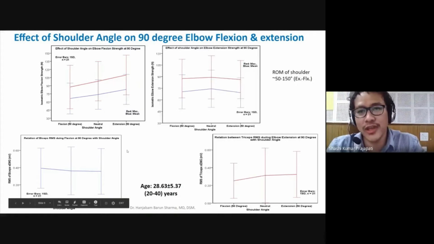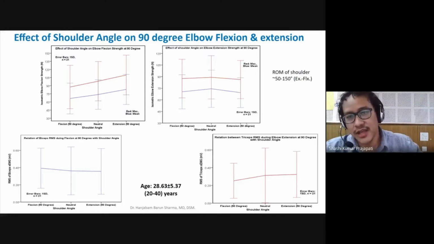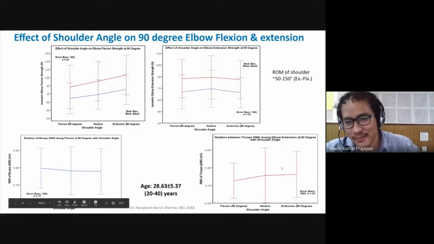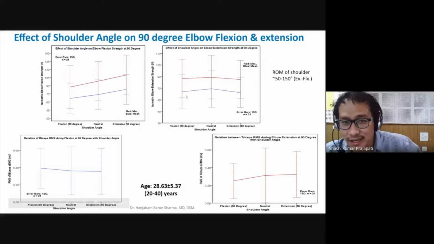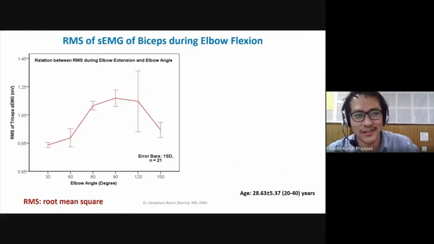In the same way, we have also done the isometric elbow extension strength at different shoulder angles, that is flexion, neutral, and extension. And here you can see that approximately around 90 degree, there is a little bit of increase, but there is not much difference. And the same pattern is followed by the RMS for the extension. See, the RMS of the extension is approximately following the strength curve. This we have already seen for this one also.